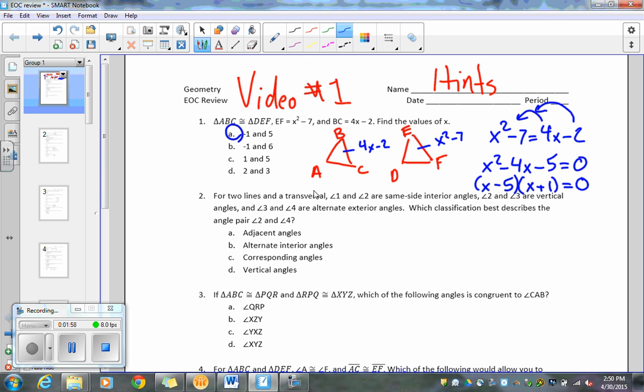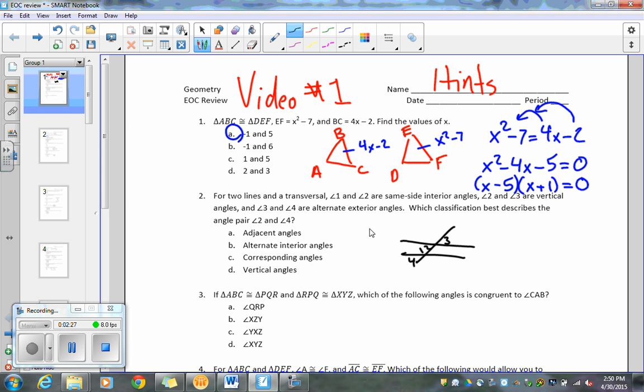All right, for two lines and a transversal. Once again, we're going to draw. So here are my two lines, here's my transversal, and parallel lines. It says that 1 and 2 are same side interiors. So it's not really giving us a preference. So 1 and 2 will be right there. 2 and 3 are vertical. There's my vertical angle. And then it says 3 and 4 are alternate exterior angles. Well, if that's 3, 4 will be right there.